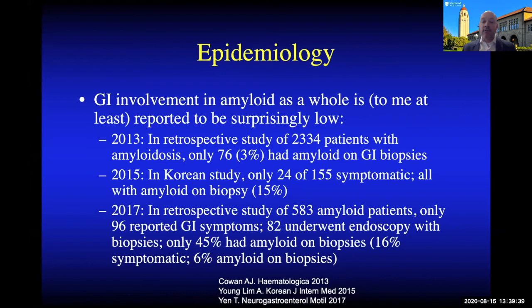In 2015, there was a study from Korea where they found that only 15% of patients had actual deposition with biopsy. And then at Stanford recently, we looked back at our series, and we found that 16% of patients with amyloid had gastrointestinal symptoms, and 6% total had signs of biopsy deposition. Now this might reflect the fact that amyloid deposition may be occurring in different areas in the muscle and nerves, and we aren't picking it up from the mucosal biopsies.